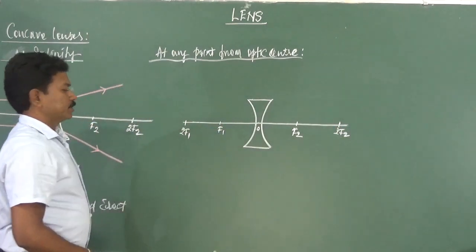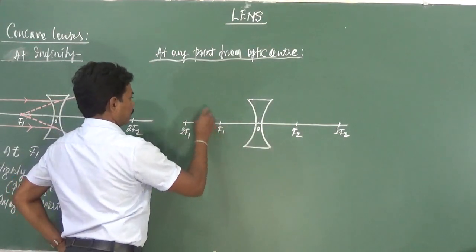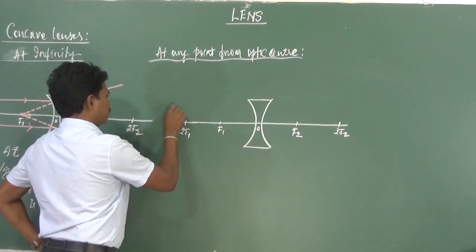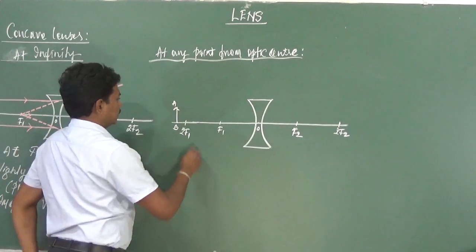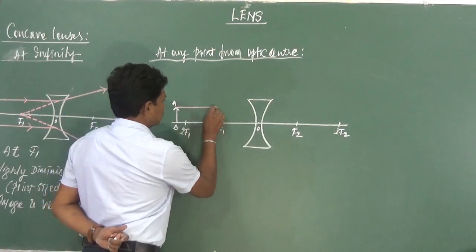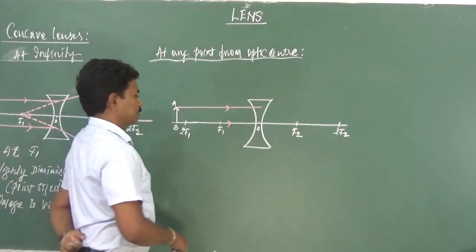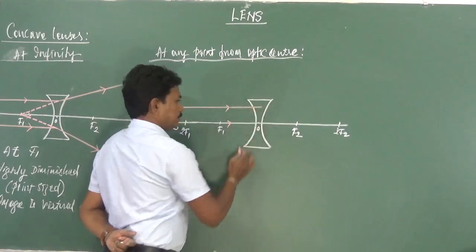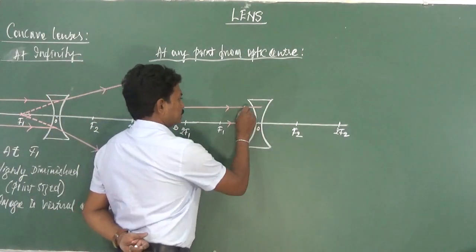So now let us keep the object anywhere you want. Anywhere you want, you can keep it. So you keep it in between 2F1 and F1, or beyond 2F1. Okay, anywhere you want, you can keep it. So let us take the object as AB. Now let us draw two light rays. One light ray starting from point A and parallel to the principal axis. So this line should be drawn exactly parallel to the principal axis. So according to the rules, whenever the light ray enters from a rarer medium into a denser medium, it undergoes refraction. So due to the refraction, there is a change in the direction of the light ray.